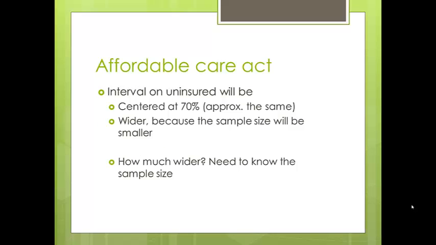Well, the interval on the uninsured folks will be centered at approximately the same place because 69 and 70% are approximately the same. The big difference is that the interval on the uninsured folks is going to be wider because the sample size will be smaller, because uninsured folks are only going to be a subset of the total sample of 1,034 individuals. How much wider will it be? Well, in order to answer that question, we need to know the sample size.